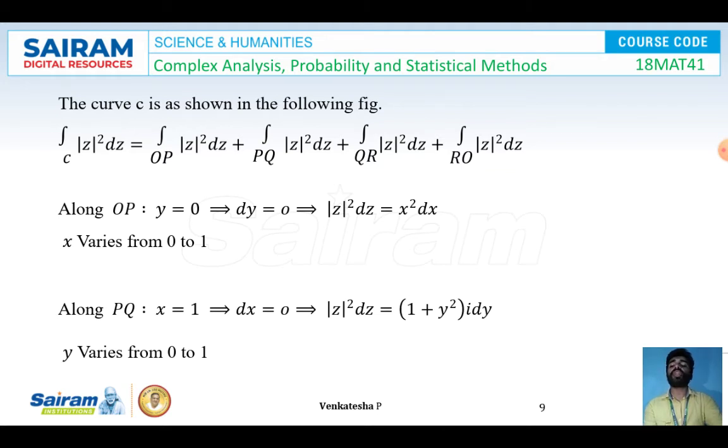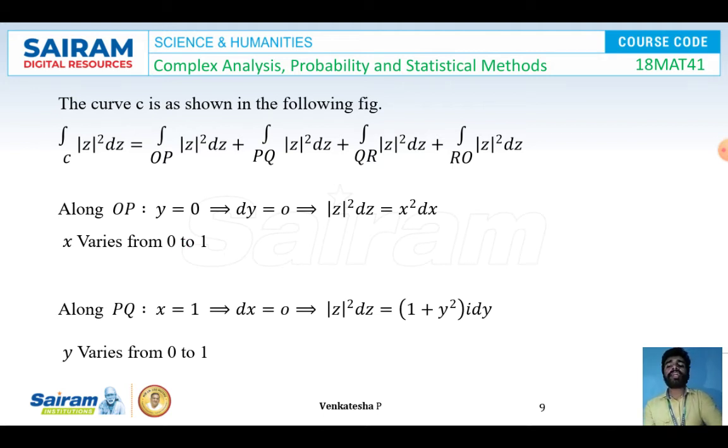plus i dy. Now along the region OP, as I told, the common point is y is equal to 0, which implies dy is equal to 0. In the mod z whole square dz, I am replacing y is equal to 0 and dy is equal to 0. I got the equation x square dx. Since the function contains only dx, we have to find the limit for only x, that is x varies from 0 to 1 in this region.